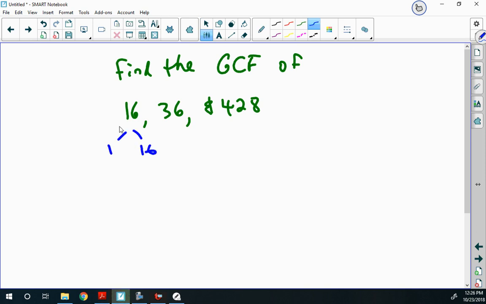16's factors: 1 and 16, 2 and 8, 4 and 4. We know the GCD can't be any bigger than 16, right? Okay. Well, let's look at 36's factors. 1 and 36, 2 and 18, 3 and 12, 4 and 9, 6 and 6. So it looks like it's probably going to be 4, but I don't know if 428 is divisible by 4, or do I? I do, because 28 is divisible by 4, so 428 is divisible by 4. But anyway, we can see.